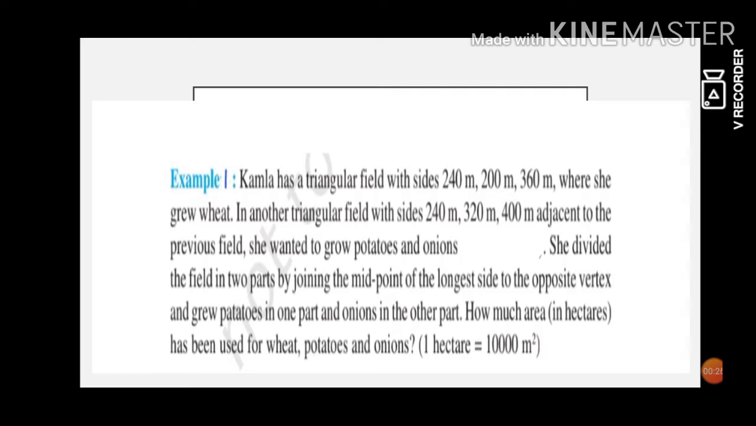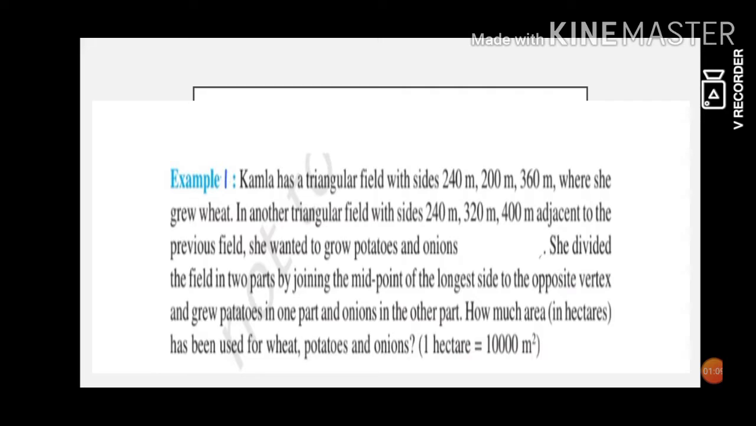Kamal has a triangular field with sides 240 meter, 200 meter and 360 meter where she grew wheat. In another triangular field with sides 240, 320 and 400 meter adjacent to the previous field, she wanted to grow potatoes and onions. She divided this field into two parts by joining the midpoint of the longest side to the opposite vertex and grew potato in one part and onion in the other part.